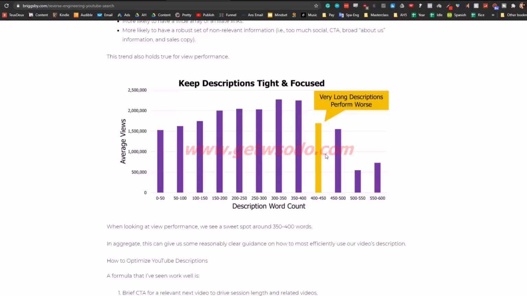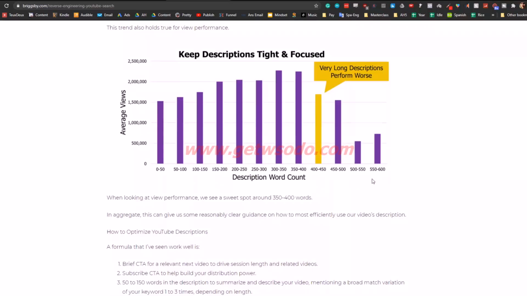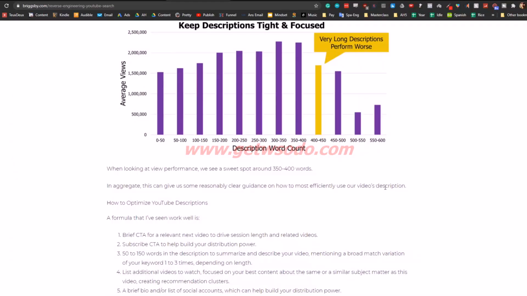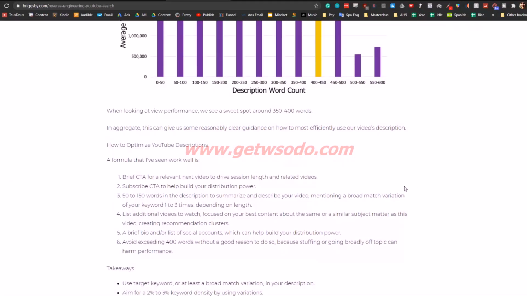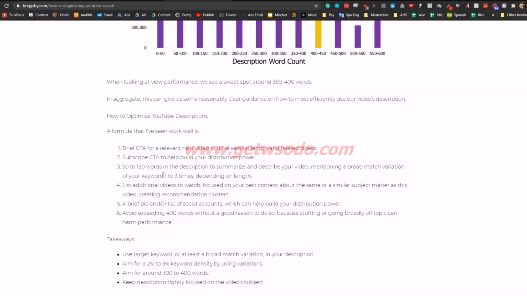And you can see here as well, long descriptions perform worse, 400 to 500, 500 to 550 characters perform really bad. Now, again, this is correlation and not causation. Maybe because the videos that they watched and the channels that they looked at, they didn't really optimize the description this far, you know? Writing 200 to 300 words is pretty normal. So those are the things that we keep in mind at my business, especially to have them shorter.